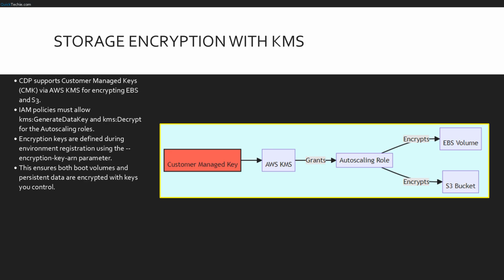You define which key to use during the environment registration process by passing the encryption key ARN parameter in the CLI. This ensures that from the moment a bit of data touches a disk or an object store, it is encrypted using a key that you manage and control.